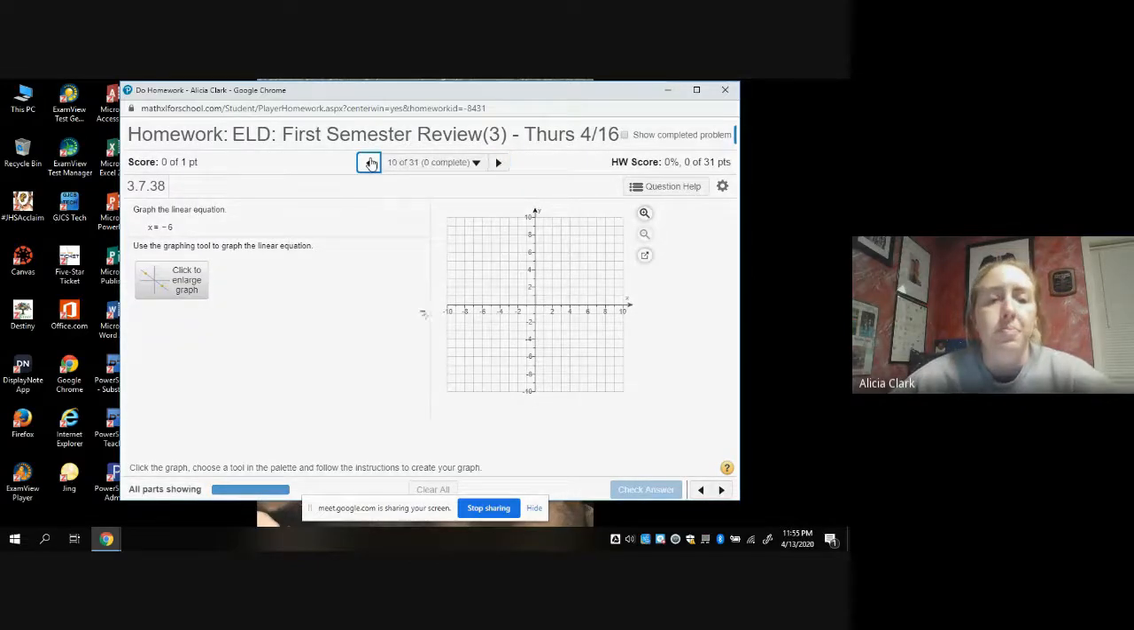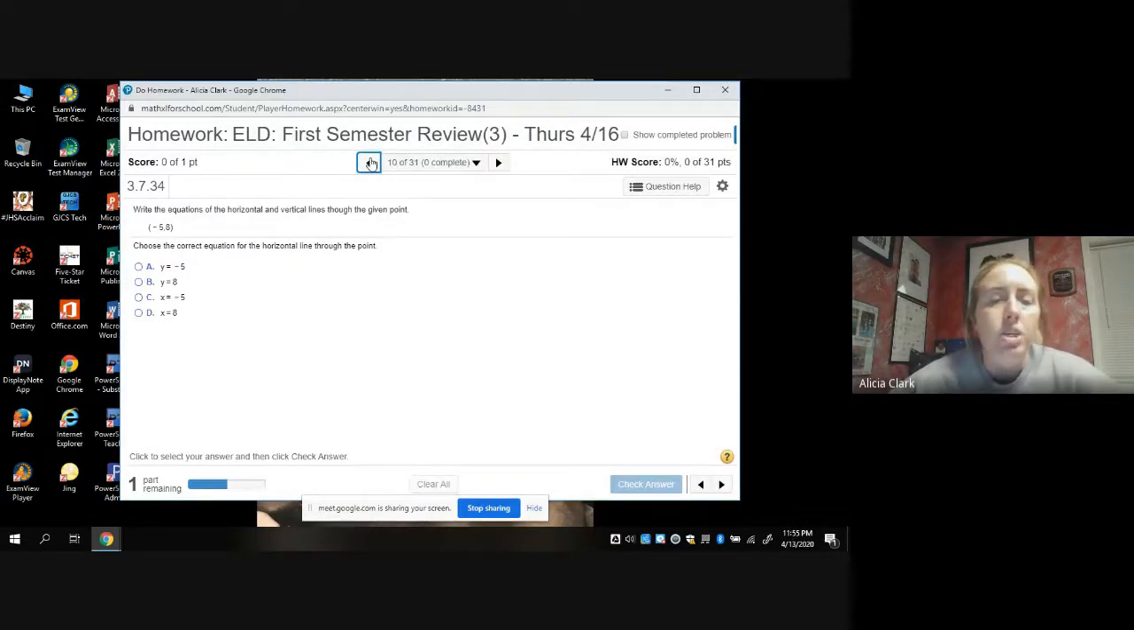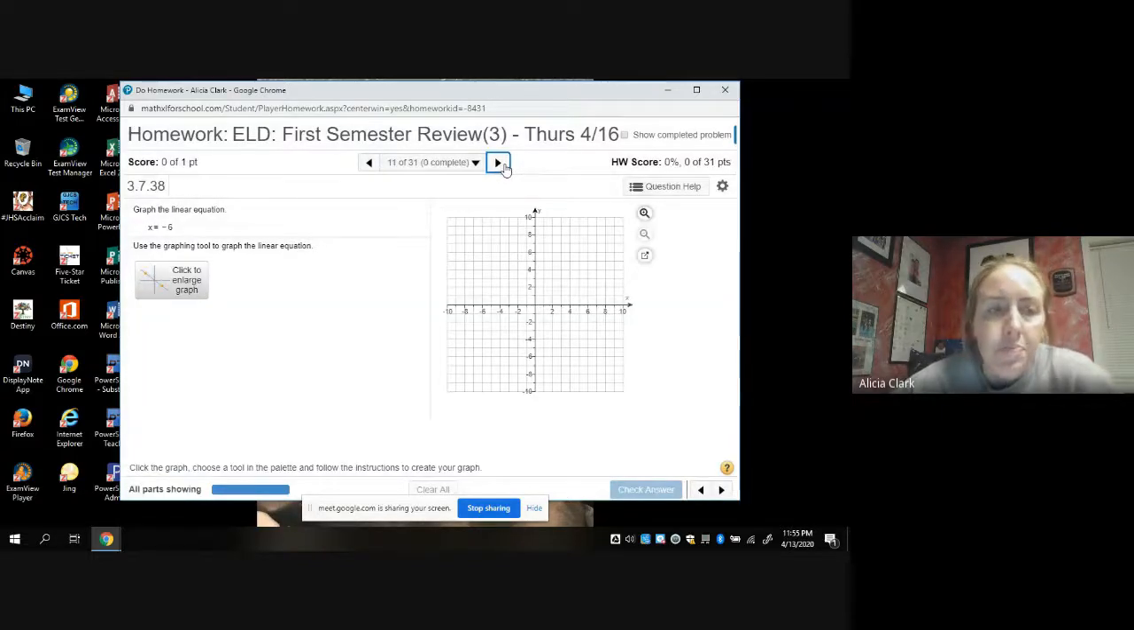Back here. Write the equations of the horizontal and vertical lines through the given point. So a horizontal line, obviously horizontal is running left to right. That is a y equals line. So it's going to be y equals whatever the y value is. So y is equal to 8 in this case. Then it's going to ask you about the vertical line. A vertical line runs up and down. That's an x line. So x equals something. X equals, in this case, -5. So that's what you would be looking for there. So just remember which one is which.